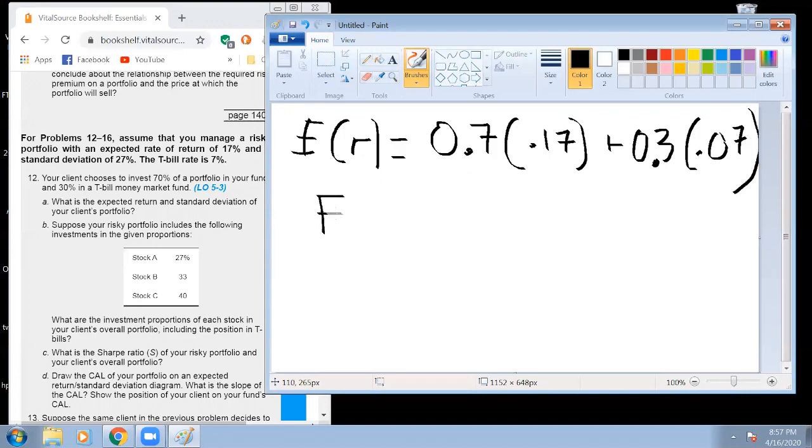Go ahead and make the calculation if you have your calculator ready. I know last time I did them using a calculator on my computer, and that was kind of tedious, so I'm just going to do it here on my calculator. Once you do the calculations, you'll see that the expected rate of return on the portfolio here is 14%.